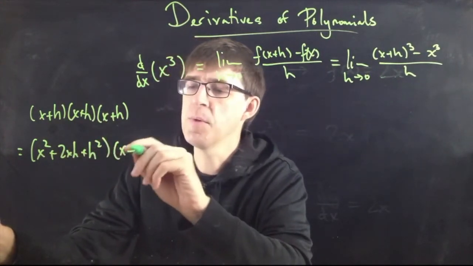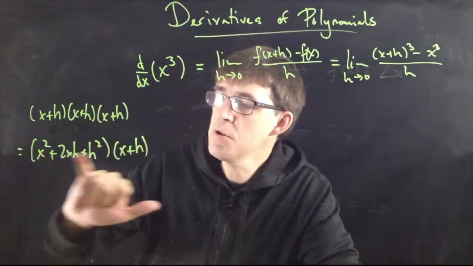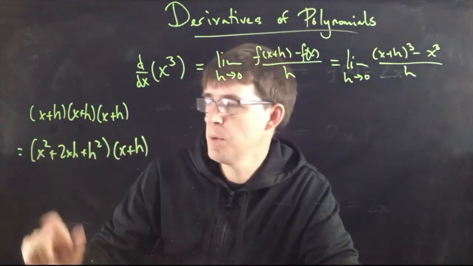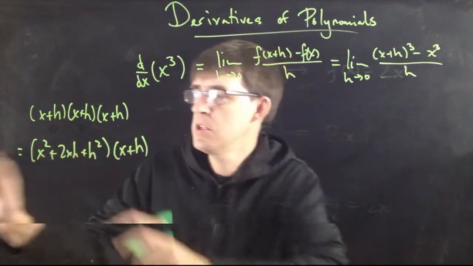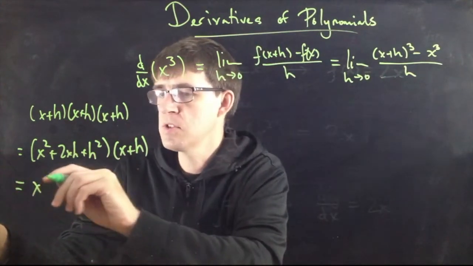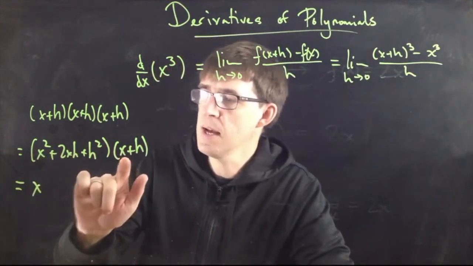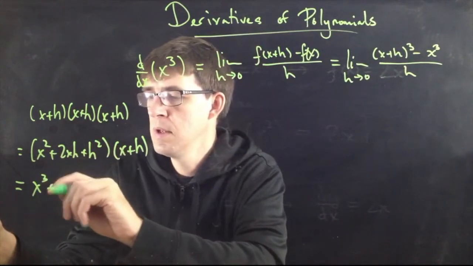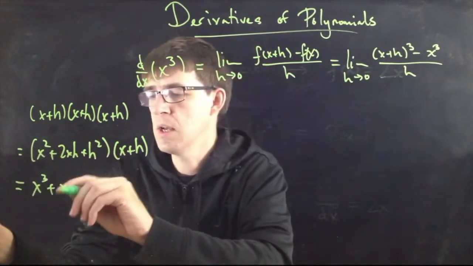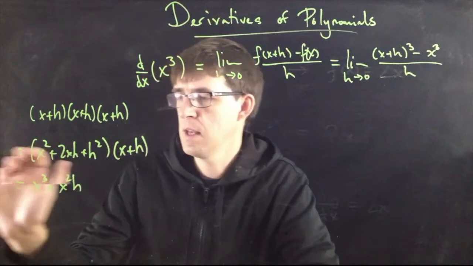But then I have to multiply by x plus h. And now you just have to distribute every possible pair. So I multiply the first one by each of these first. First I get x squared times x, which is x cubed. Next I get x squared times h, which is x squared h. You can't write that any differently.